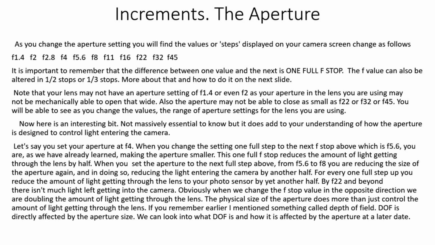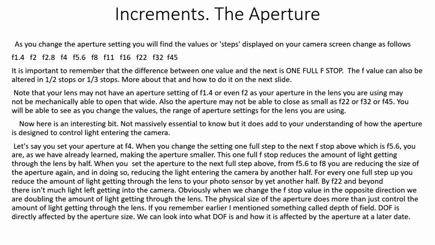Increments. The aperture. As you change the aperture setting, you will find the values or steps displayed on your camera screen change as follows: f1.4, f2, f2.8, f4, f5.6, f8, f11, f16, f22, f32, f45. It is important to remember that the difference between one value and the next is one full f-stop. The f value can also be altered in half stops or 1/3 stops. More about that and how to do it on the next slide.